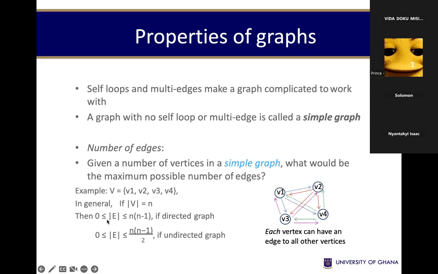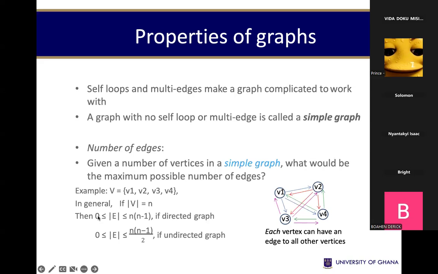Then I can establish a relationship between the number of vertices, in terms of its formula, and the size of the edges. In terms of the edges, I can have a minimum of 0 and a maximum of n times n minus 1, where n is the number of vertices, in this case 4. This is for the case of a directed graph. For the undirected graph, the formula will be different.